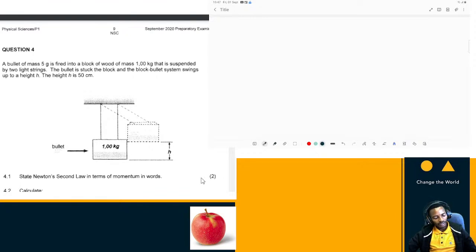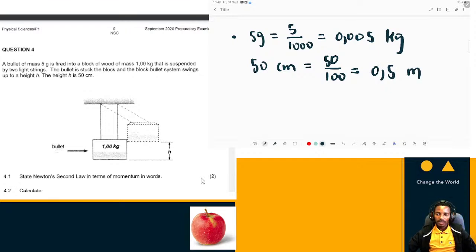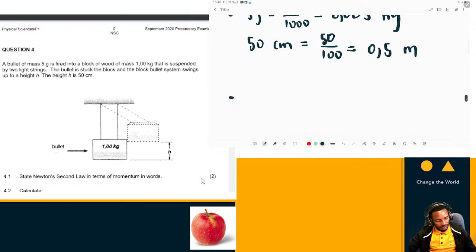All right. So here we're given a small bullet of 5 grams. The first thing that we need to do is to convert this mass to kg. So it's going to be 5 over 1000, which will be 0.005 kg. Then we also need to convert 50 centimeters into meters, so it's going to be 50 over 100, which is 0.5 meters.